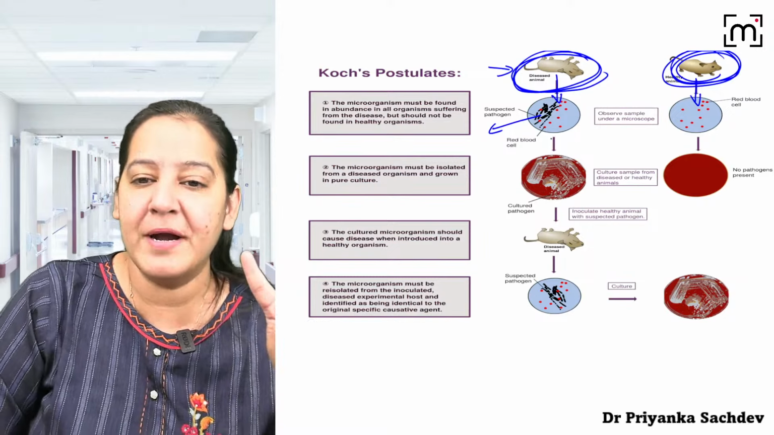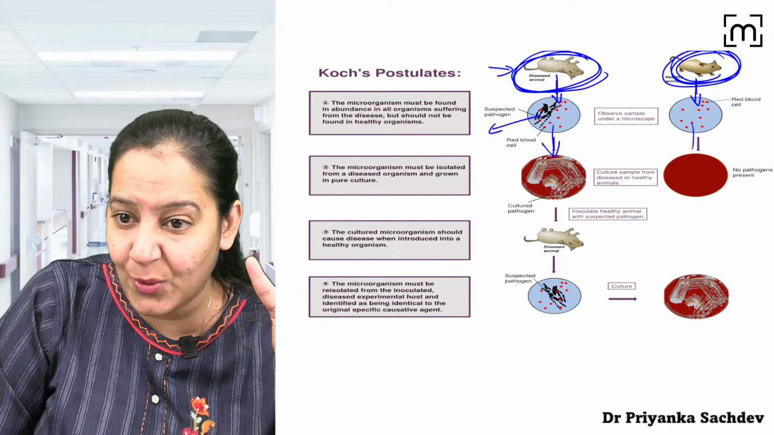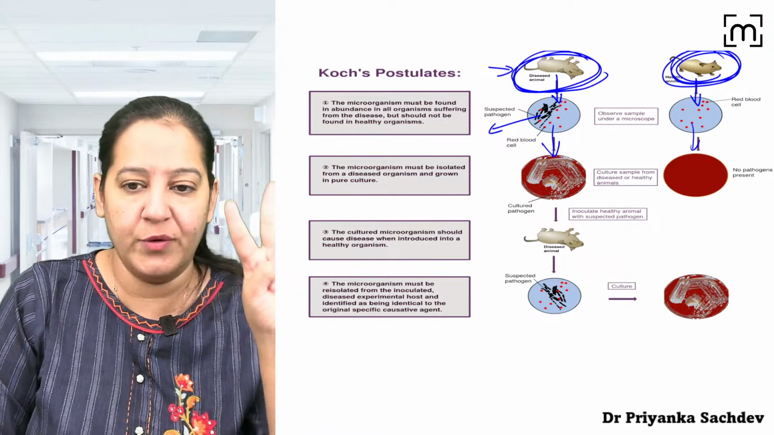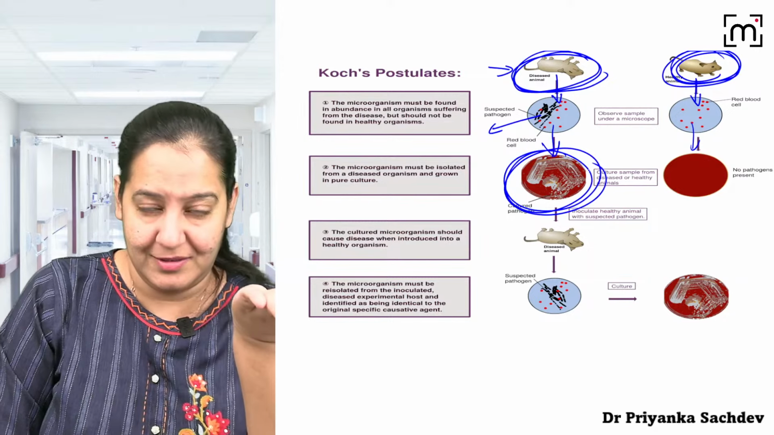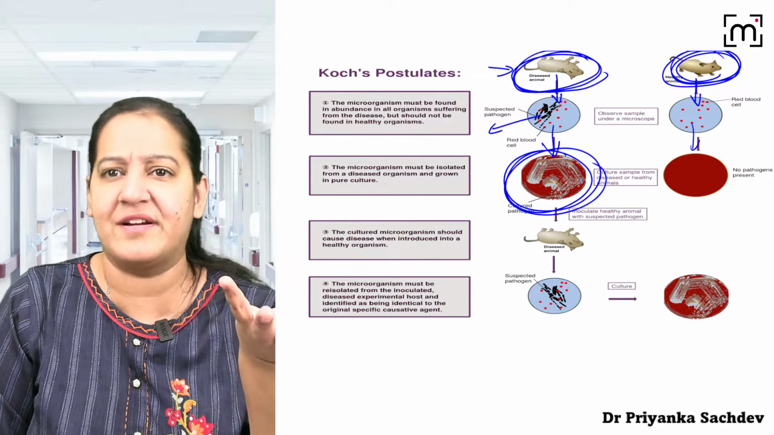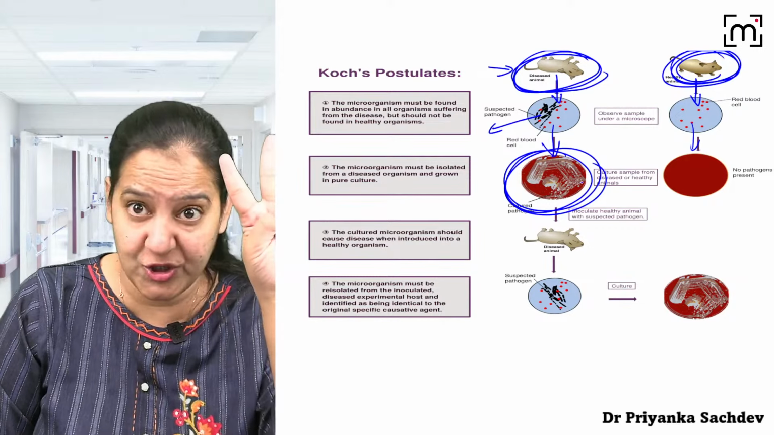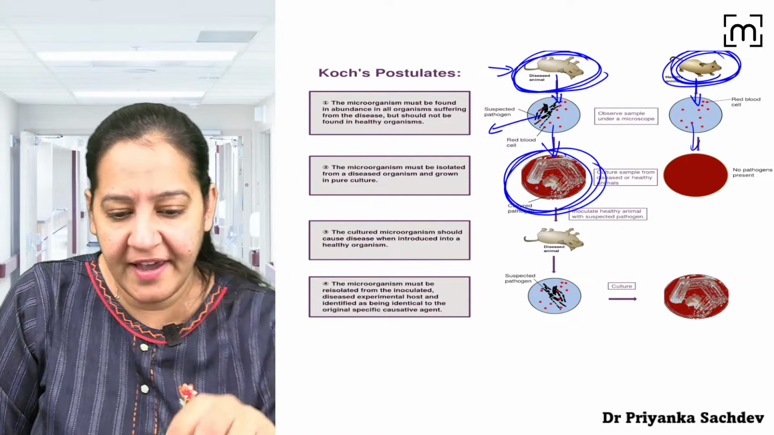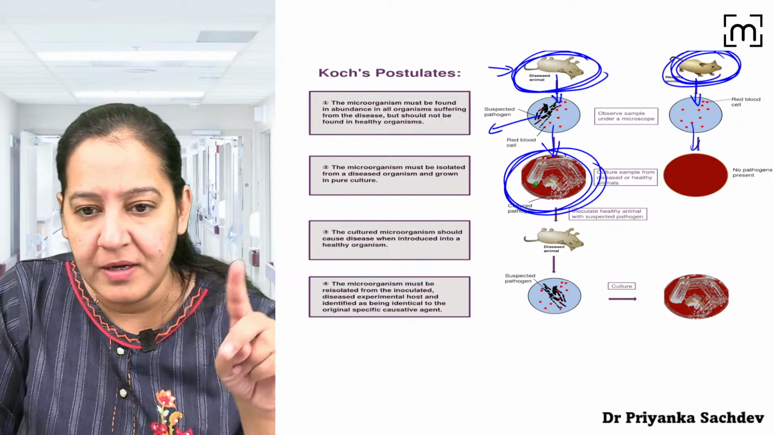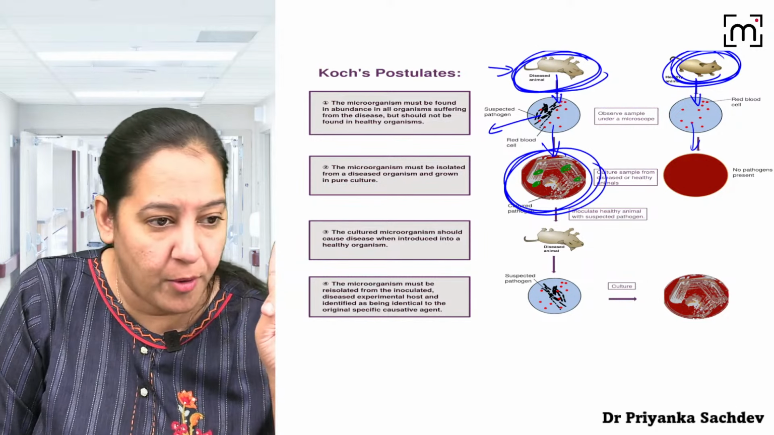Number two, from the blood, you should be able to isolate it on a culture plate. You can see I am isolating it on a culture plate. Blood culture, nutrient agar, any culture. Number two, isolation is important. Number three, I can see colonies are formed. Can you see? These are the colonies formed on the culture media.